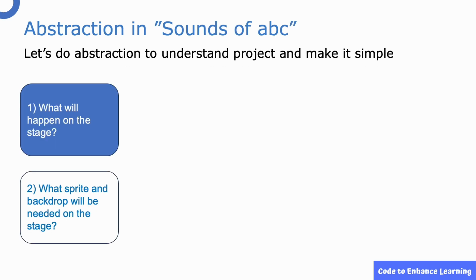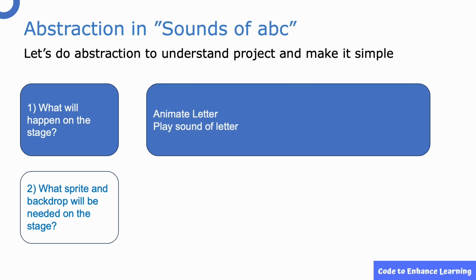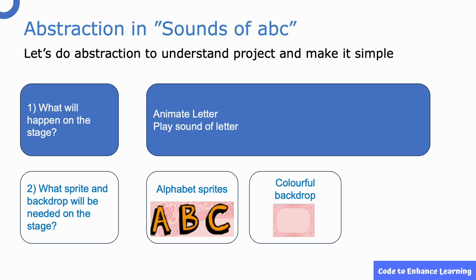Let's take a look at how we can do abstraction in our project. We think about two things. One is what will happen on the stage, and the second is what sprite and backdrop we need. When we think about this, we understand that we should be able to animate the letter and also play the sound of the letter. Next, we think about the sprites and backdrops needed. We understand that we need multiple letter sprites and any colorful backdrop of our choice. As you can see, abstraction has made the project really simple to understand. Let us now see how to code the project on Scratch.